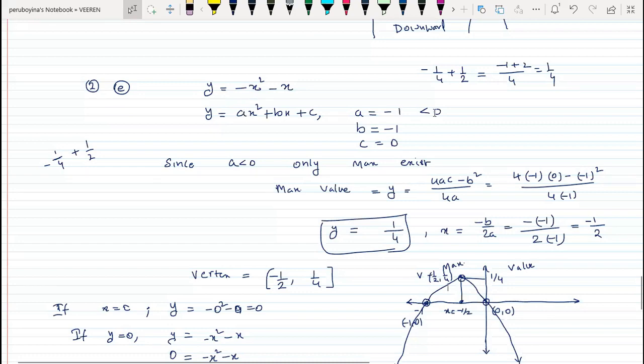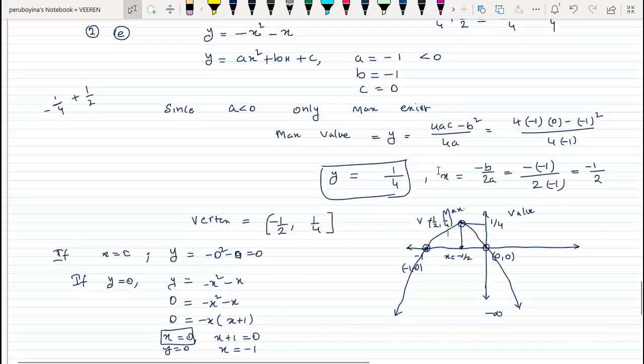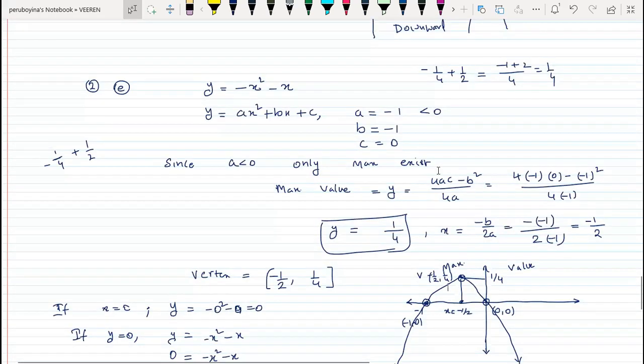Whether it is negative or positive, that alone describes the nature of the graph. Nature of the graph means is it downward or upward? That will be described by the value of a. If the value of a is positive, it is an upward curve. If the value is negative, it is a downward curve. And later the b value and c value. There is no constant in the given equation, so c will be 0.